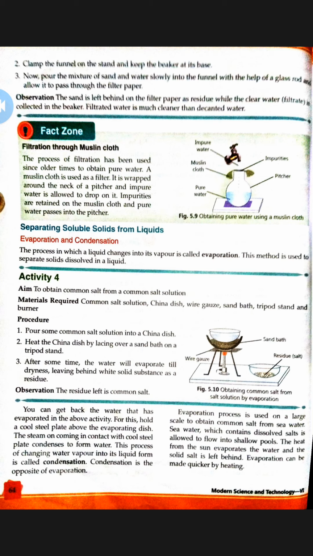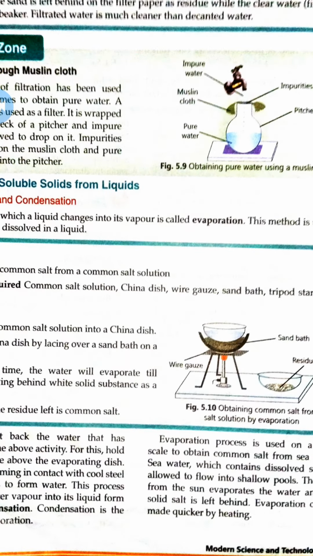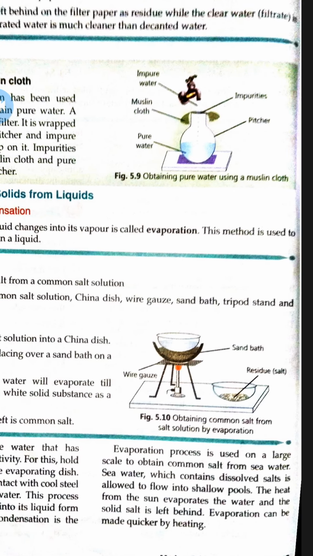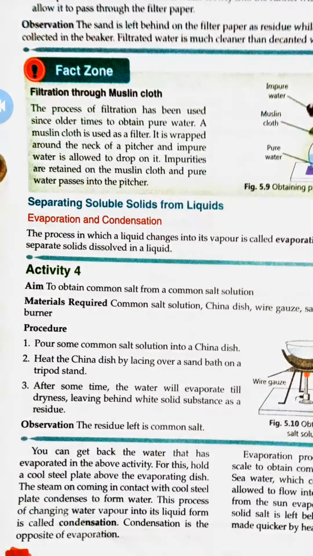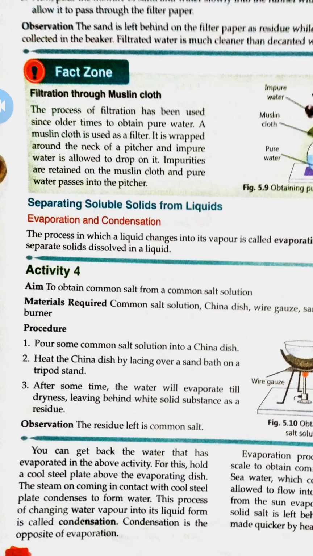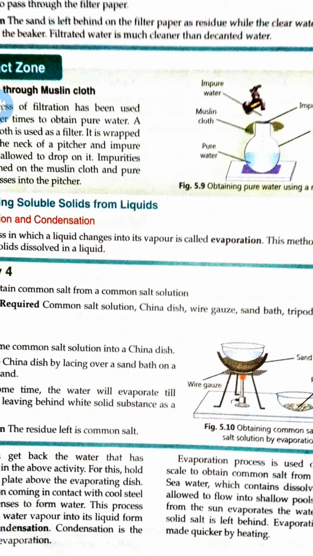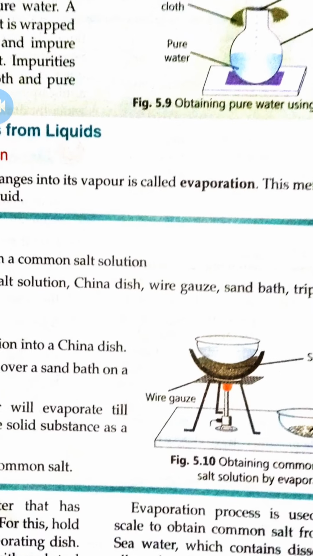Now what is the procedure to do it? First, pour some common salt solution into a china dish. Just see here, this is a china dish and in this some common salt solution is taken. Then heat the china dish by placing it over a sand bath on a tripod stand. This china dish is kept over sand. You can see here in the figure.